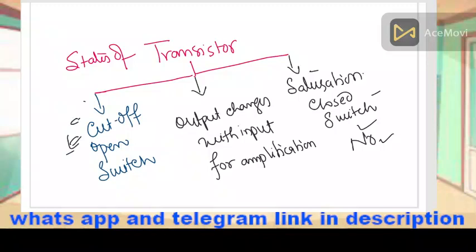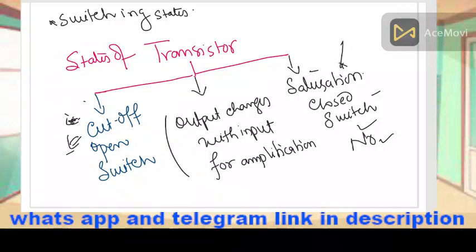These are switching states. Cutoff and saturation are the switching states. The transistor is behaving like a switch, open switch and closed switch. Open switch, no current. Closed switch, maximum current. You cannot increase that current further. But what we require for amplification is a state where the output changes with input, or the output current responds to a change in input.